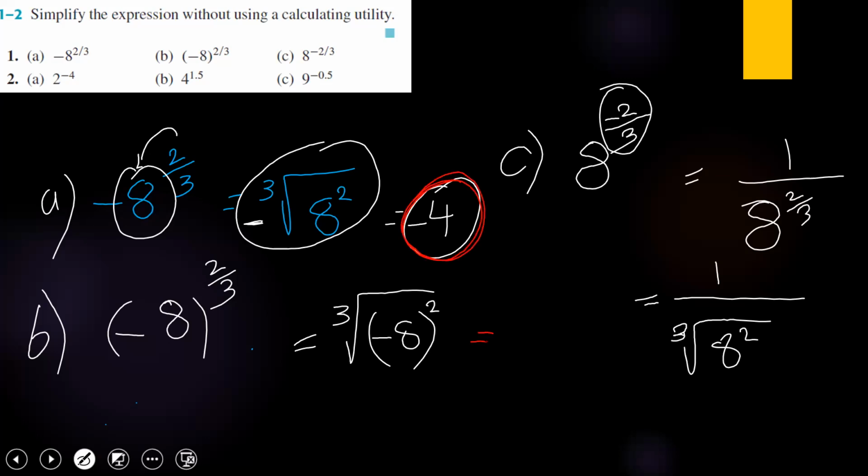The second case, negative 4 squared, which is 64. Cubic root of it is 4. The third case here is 1 over 4. So the first one is negative 4, the second one is 4, and the third one is 1 over 4. Is it clear? Yes, teacher. Let's solve number 2.